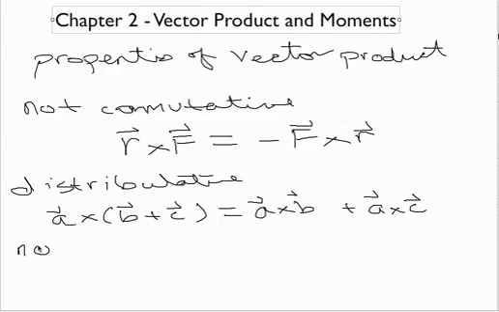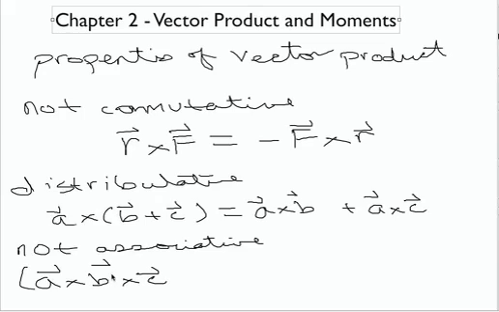And it is not associative. So A cross B cross C does not equal A cross B cross C, grouped the other way. Of course, you could think about special cases where this might be true, but in general it is not. And so that's the critical thing that we need to be aware of.